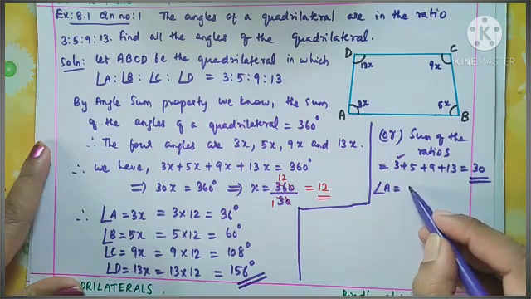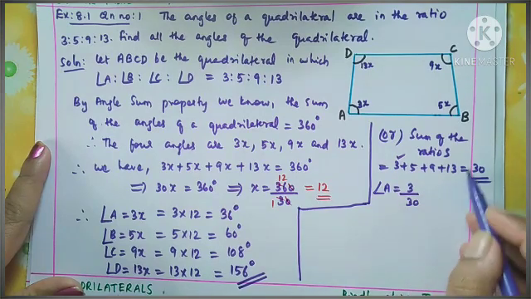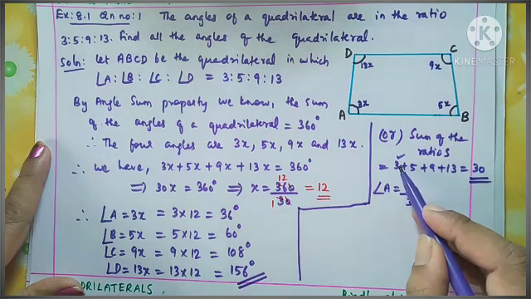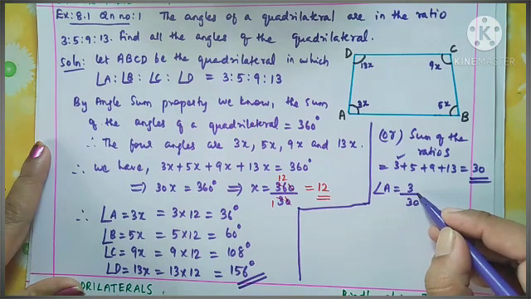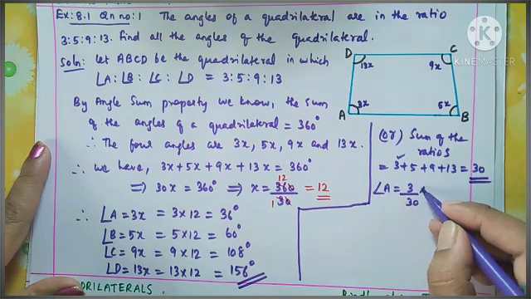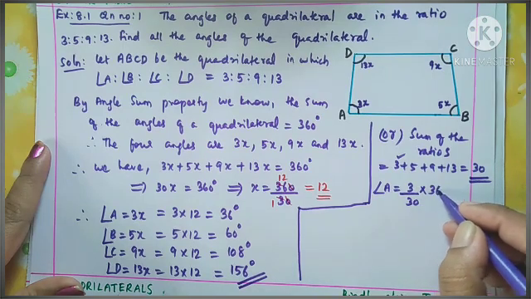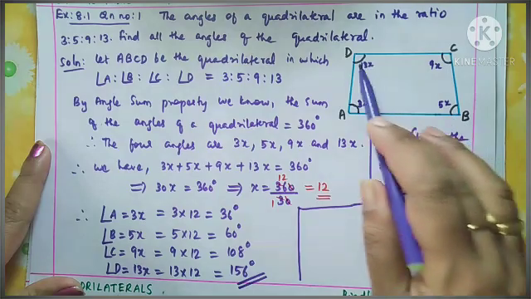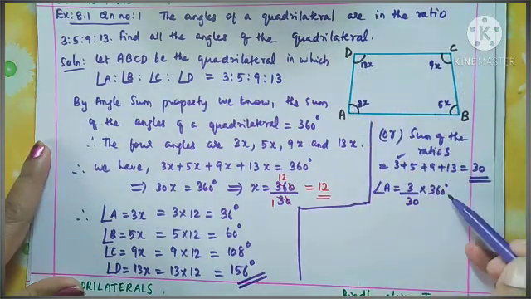So you can write it is 3 out of 30. Total ratio is 30. So angle A's ratio is 3 out of 30. And because you want to find the angle of angle A, you want to multiply 3 by 30 of 360 degrees, because the total angle sum of a quadrilateral is 360 degrees.